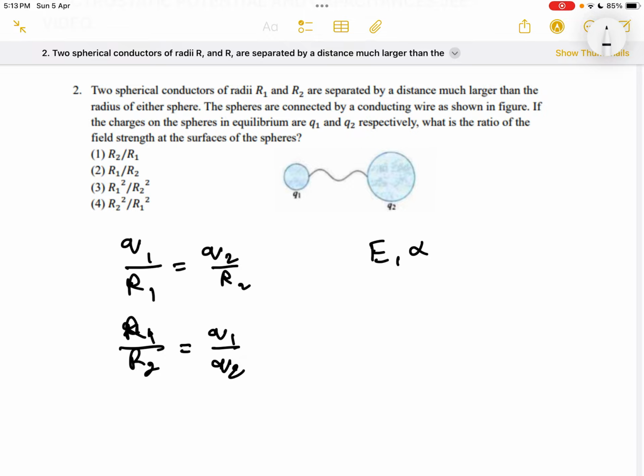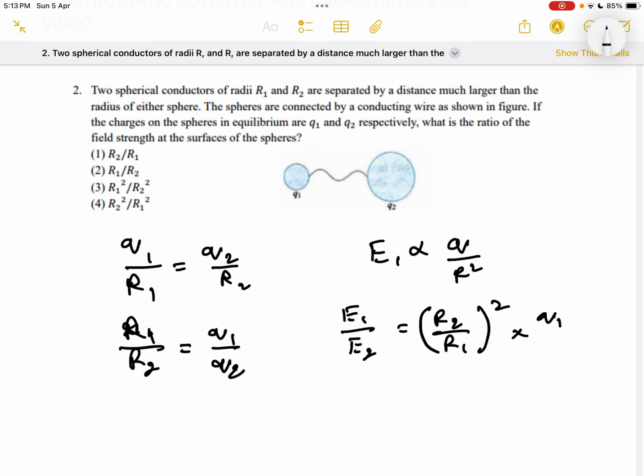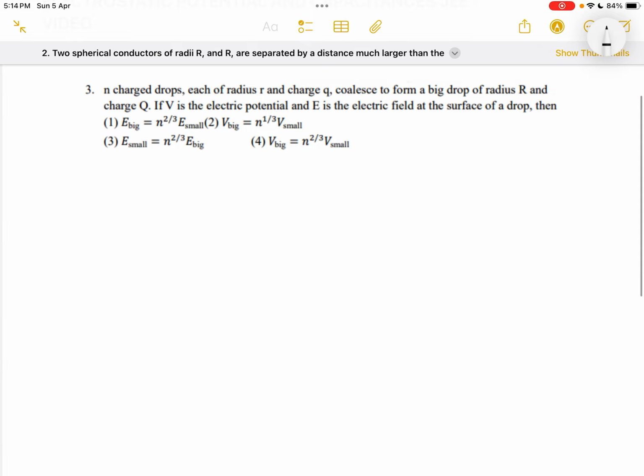When that is the situation, we have to find the ratio of electric fields, and we know that the electric field is directly proportional to charge and inversely proportional to square of the radius. So we have E1 divided by E2, dear friends, equal to R2 divided by R1 the whole square multiplied by Q1 divided by Q2. But from the potential equation, Q1 by Q2 can be written as R1 by R2. So out of R2 square and R1 square, one R1 and one R2 would get cancelled. You will have R2 divided by R1. So that is option number 1. So let's go further.